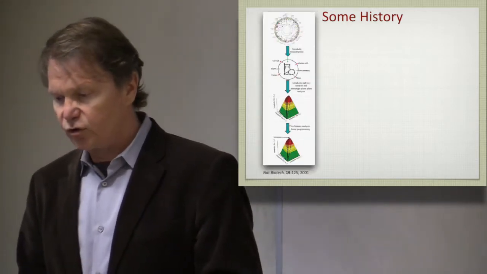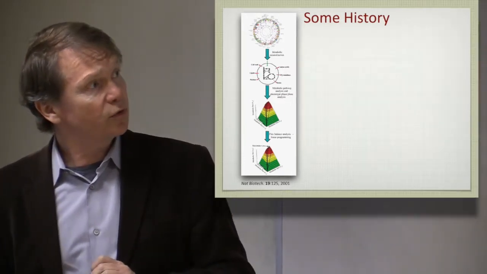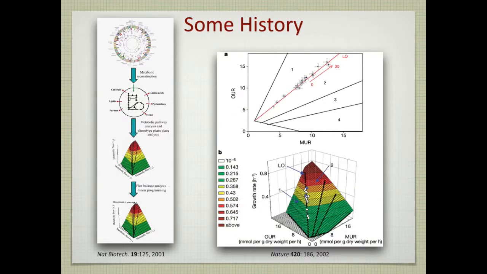So shortly after the first genome scale models came out, this paper was published in 2001 that basically illustrates the procedure of predicting an optimal growth rate. You have a genome, go to the reconstruction, then you define the solution space, and then you optimize the growth function within that solution space, and you find that edge on the solution space that represents an optimal growth rate or an optimal yield, depending on how you do the calculations.